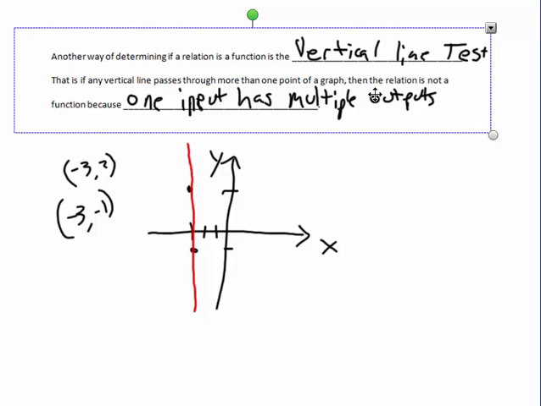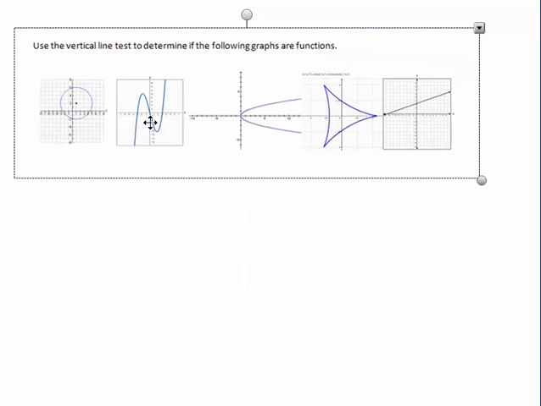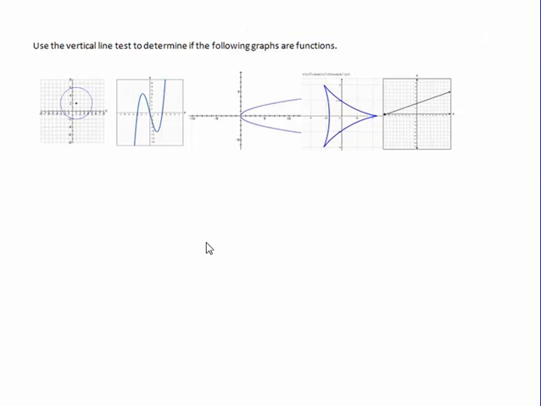So again, the vertical line test is a quick way of determining whether or not we have a function. So let's take a look at this guy here. We have 5 graphs. We're going to use the vertical line test and determine quickly if the following graphs are functions.